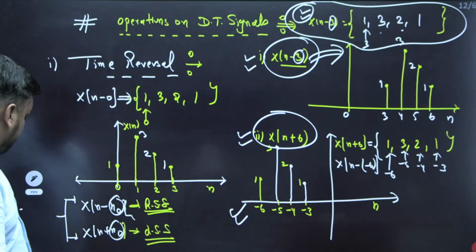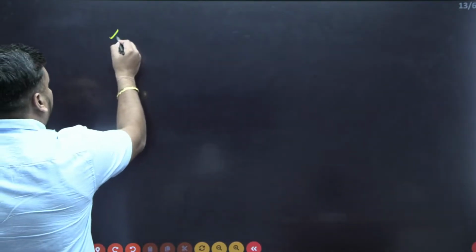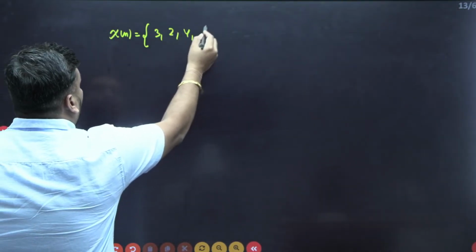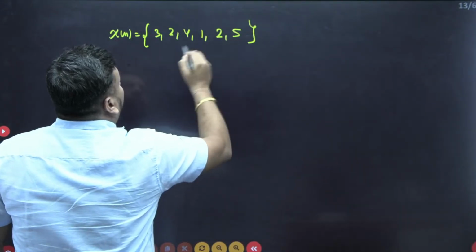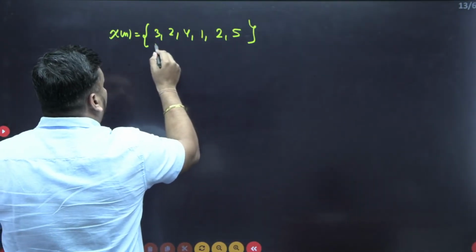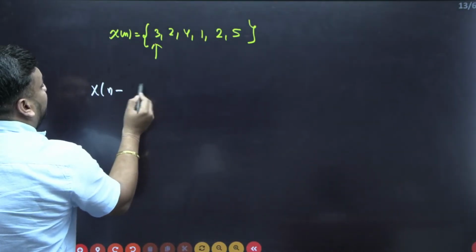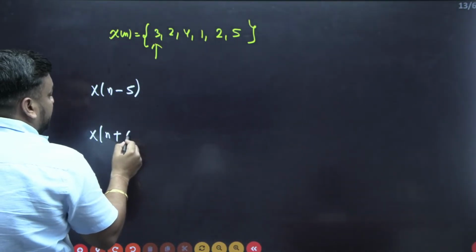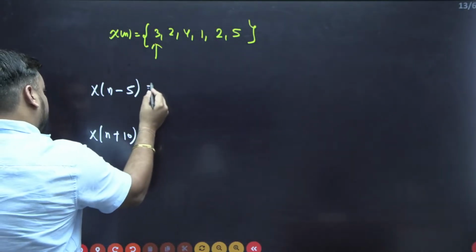So now I am expecting one question, one shifting question from you. Let me take x of n values as 3, 2, 4, 1, 2, 5, and here I have an arrow. Yes, sir. Now can you please directly tell me what x of n minus 5 is, and x of n plus 6 or x of n plus 10? Can you directly tell me, yes or no?